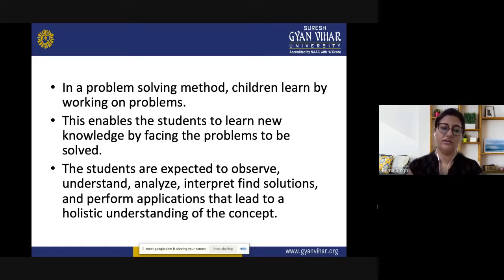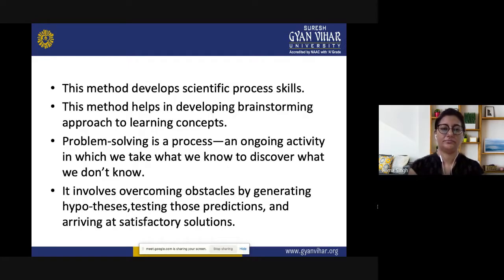So how will they learn that? They are expected to observe, understand, analyze, interpret, find solutions, and also perform applications so that they can lead to a holistic understanding of the total concept.